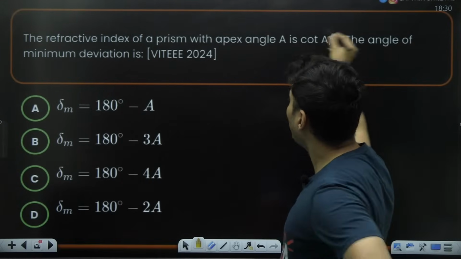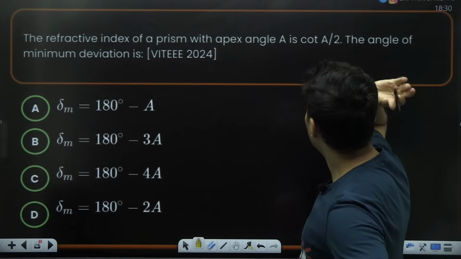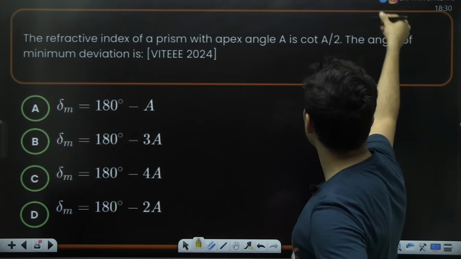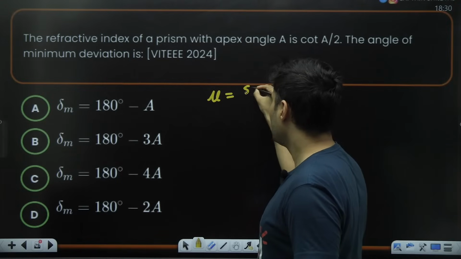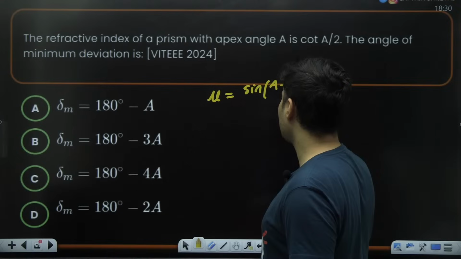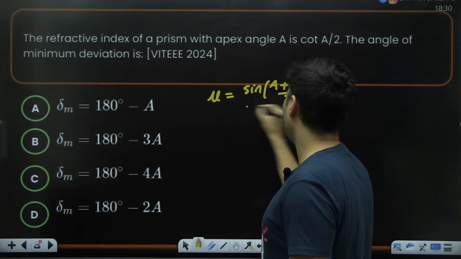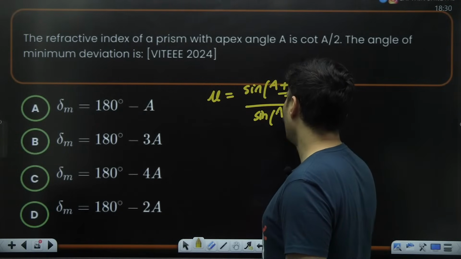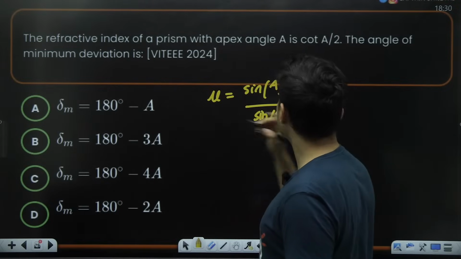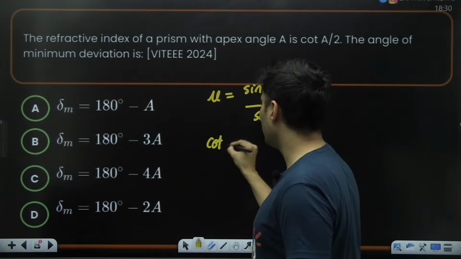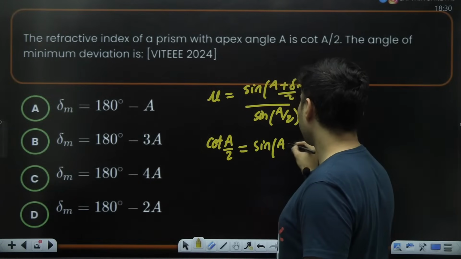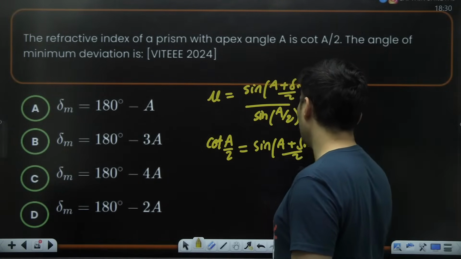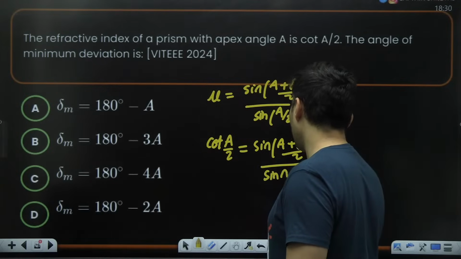Okay, so what is this? Apex angle, refractive index, angle of minimum deviation. There is a formula, mu is equal to sine of (A plus delta minimum) by 2 by sine of A by 2. So mu is already given to be cot of A by 2, and this is sine of (A plus delta minimum) by 2, and this is sine of A by 2.